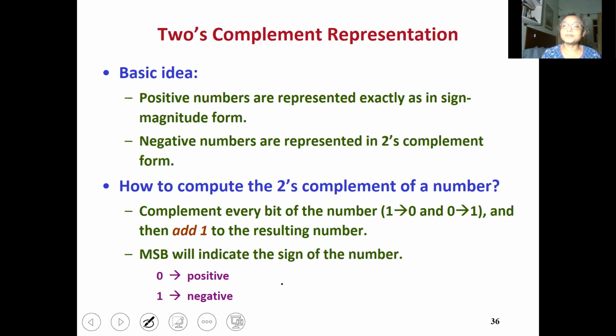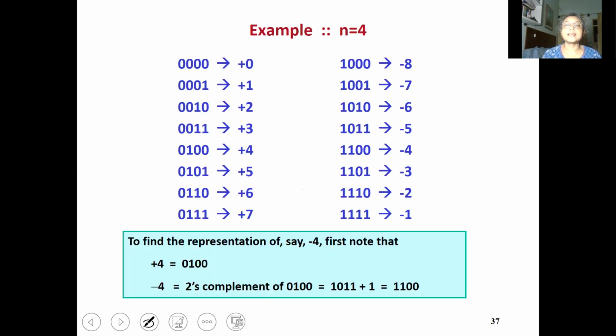What is the twos complement? We take a number, suppose we want to represent minus 7. We take the number 7, we complement the bits and then add 1. So this gives us the twos complement of the number, and the MSB will indicate the sign of the number. 0 is positive, 1 is negative.